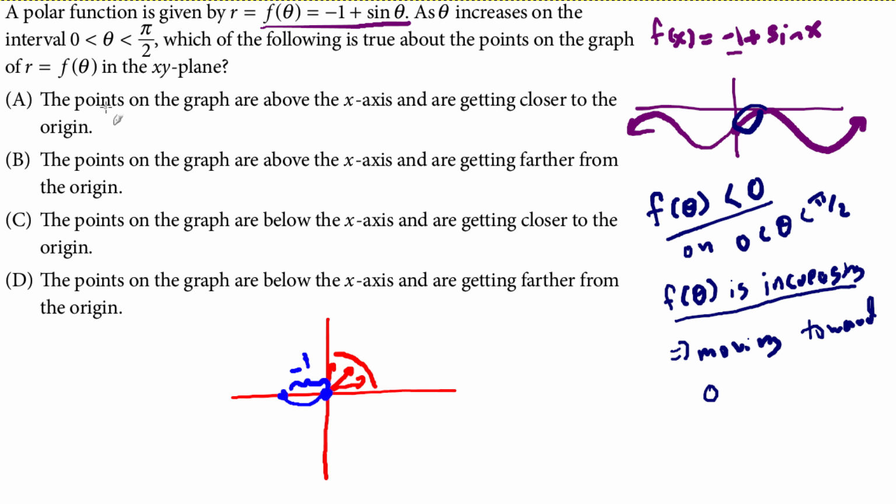And let's see which one satisfies us. So the points on the graph are above the x-axis. They are not above the x-axis because as we're pointing towards the first quadrant and take a negative step, our points will end up in the third quadrant. The points on the graph are above the x-axis. No. The points on the graph are below the x-axis. Yes. And getting closer to the origin.